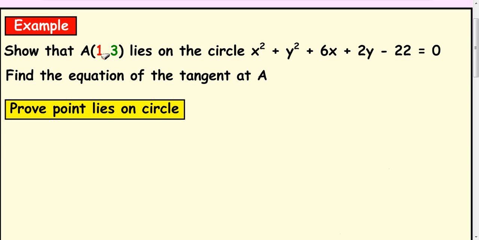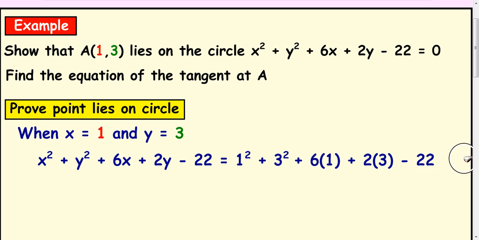So it says show that (1, 3) lies in the circle, it gives the equation of the circle, and it says find the equation of the tangent at A. So to prove this point lies in the circle, we just basically have to show that (1, 3) satisfies the equation and it comes out to 0. So whenever you see an x, put a 1, and whenever you see a y, put a 3.